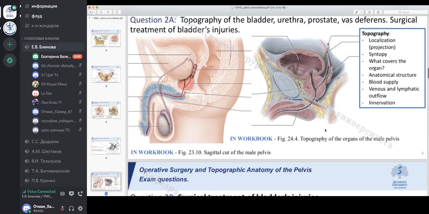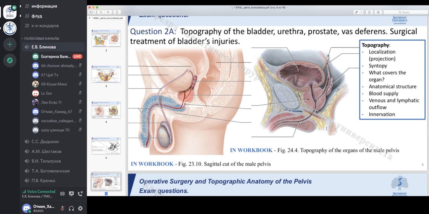Topography of the bladder, ureter, and prostate was different. Surgical treatment of the bladder injury. You should call the bladder, the urinary bladder, an organ which is located inside the pelvic cavity. The apex and body are located in the peritoneal part of the cavity. The bottom and body are also located inside the subperitoneal part.